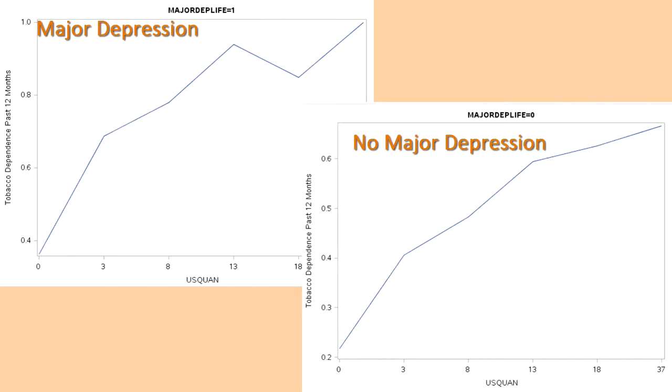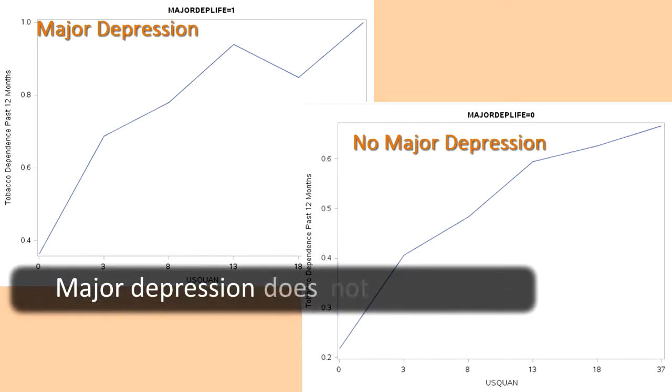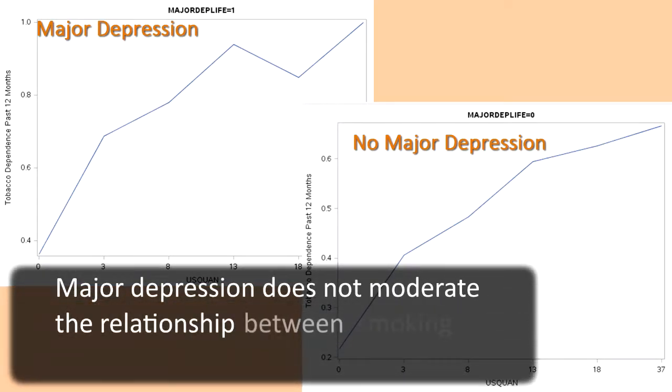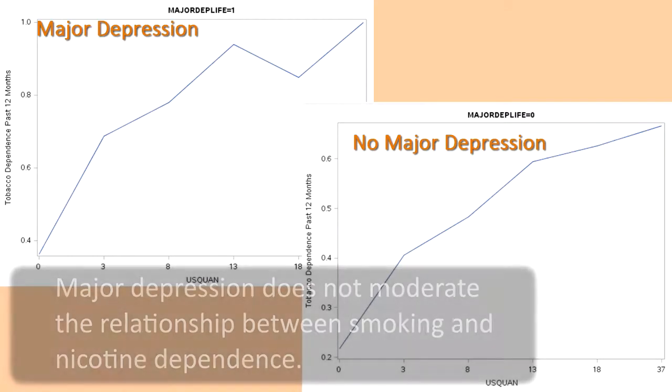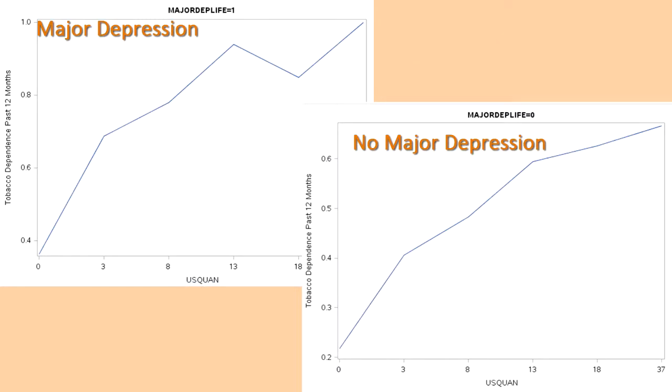In this case, we would say a diagnosis of major depression does not moderate the relationship between smoking and nicotine dependence. For both young adult smokers with major depression and those without, higher levels of smoking behavior is associated with higher rates of nicotine dependence.